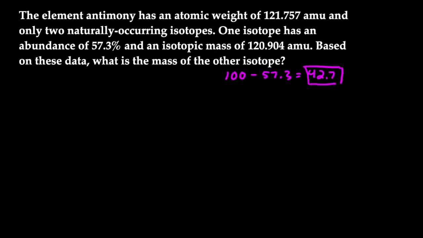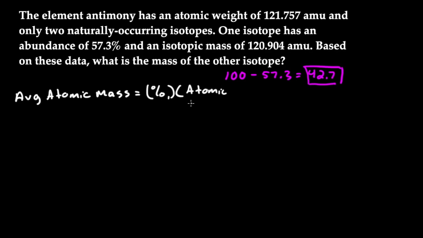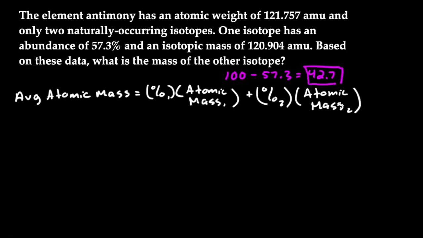And so the equation that we're going to use to find this is that the average atomic mass is going to be equal to the percent of the first one multiplied by the atomic mass of the first one, and we're going to add that to the percentage of the second one times the atomic mass of that second one. And if we had more than two, we would just keep on doing this over and over again, taking the percent and its corresponding atomic mass, and then we just keep on adding them up.